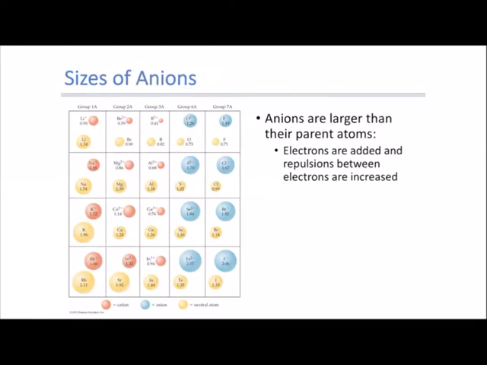The exact opposite is true with anions. Anions are always larger than their parent ion. So anions, when they become charged, get bigger. And the more negative charge, the bigger it gets.